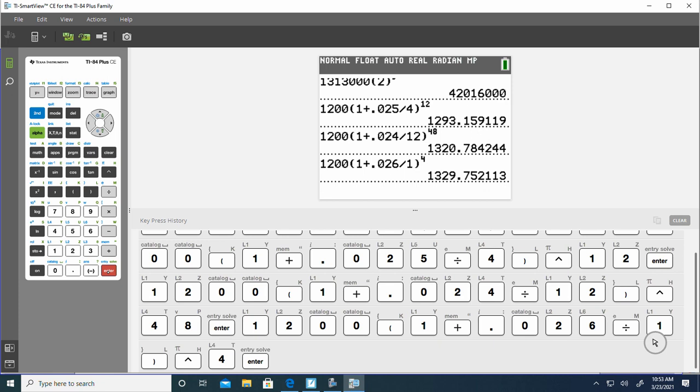Where did the 4 come from? Oh, this one said it was compounded quarterly, so 4 times a year. And this one said it was compounded monthly, so there's 12 months in a year. That's where the 12 comes from. And, oh, wait. Should that have been a 3? Oh, boy, okay. Second, enter, make that a 3.